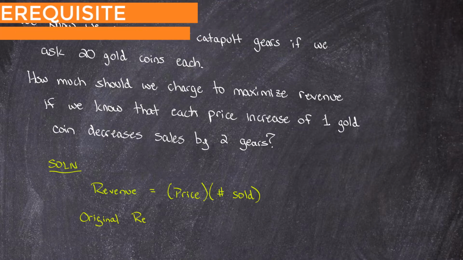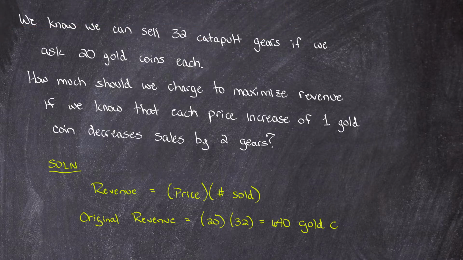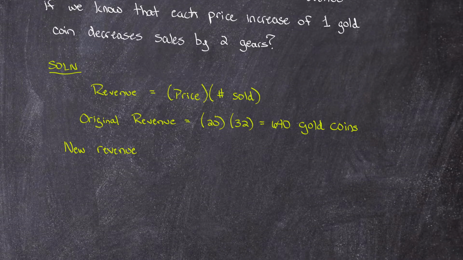In this case, we know that we sell 32 gears at 20 gold coins each, but we're going to adjust that. We're actually going to charge 20 plus C, where C is the number of additional single coin price increases. However, we know that we are not going to sell as many if we raise the price. The number we sell is 32 minus 2C. In other words, if C is equal to 1, well, we sell 32 minus 2 or 30 of these. If C is equal to 10, well, we sell 32 minus 2 times 10 or 20. 32 minus 20 is 12, so we only sell 12 of these things.